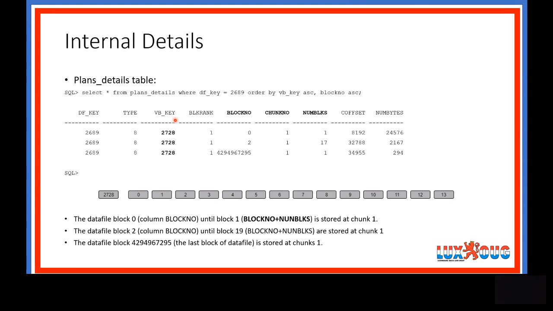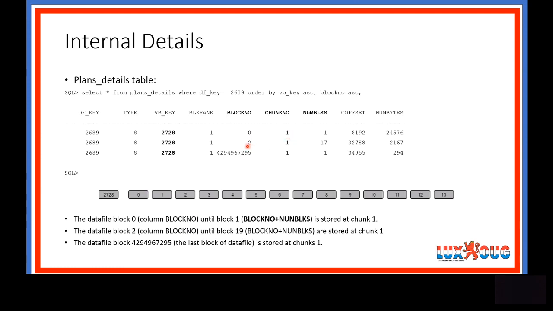doing the master. So if you go to the plans, what is the index? Why is it different? Zero data loss can see block by block, because it opens the blocks. And it says that for this virtual backup key, from block zero until block one, this one is stored in the chunk that I showed you in the beginning, chunk one.